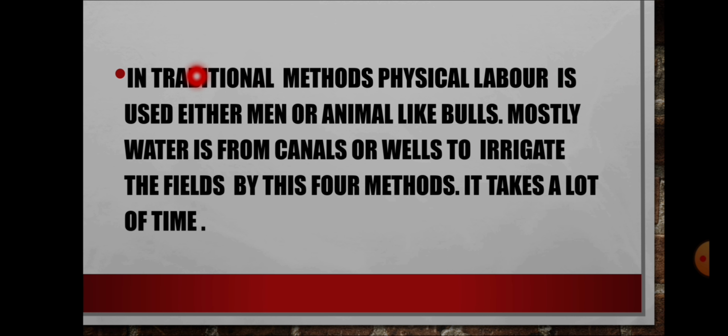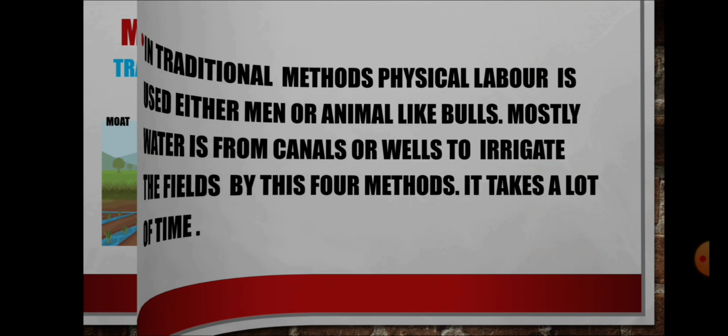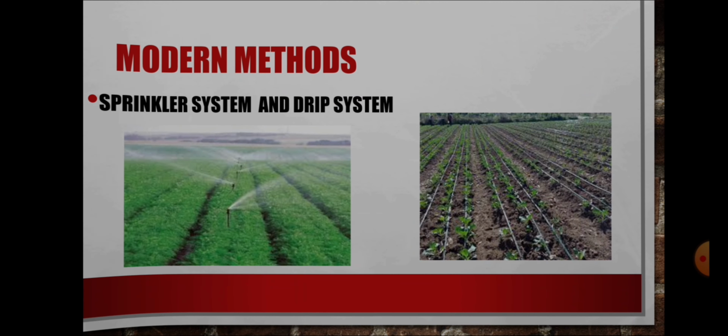As I already told, in traditional methods physical labor is used, either men or animals. Mostly water is from canals or wells to irrigate the fields by these four methods only. And this method takes a lot of time. It consumes more time. Next, move on to the next method.